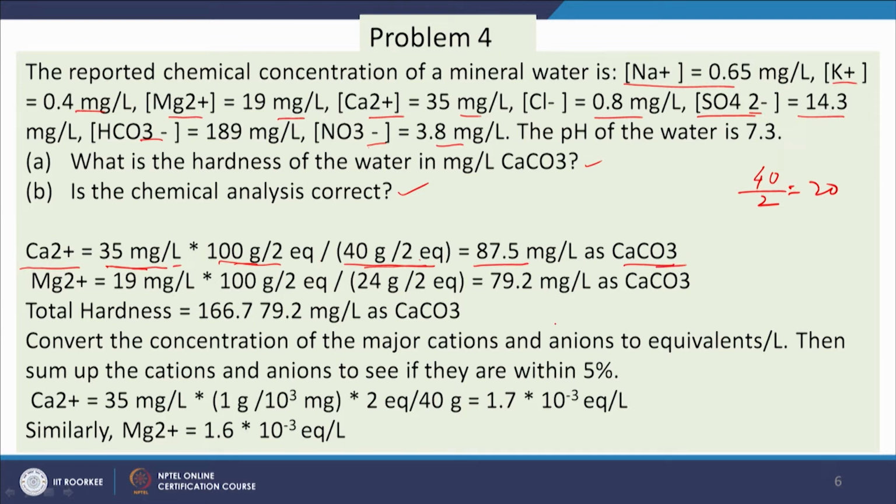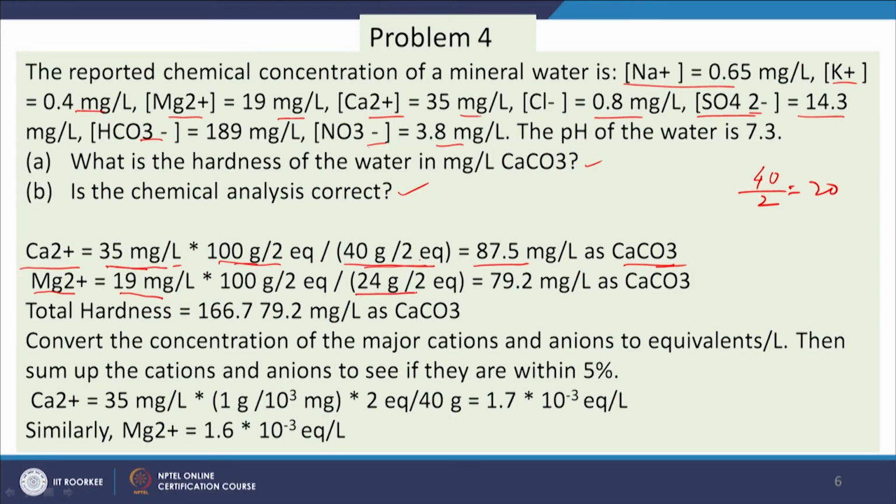The similar type of calculation we have already done in our previous classes. So, similarly for magnesium 2 plus we have 19 mg per liter. We divide it by the equivalent weight, in this case the magnesium molecular weight 24 divided by 2. Then that equivalent concentration we convert in terms of calcium carbonate. So, we multiply it with the equivalent weight of calcium carbonate, that is 100 divided by 2. Then we get 79.2 mg per liter as calcium carbonate.